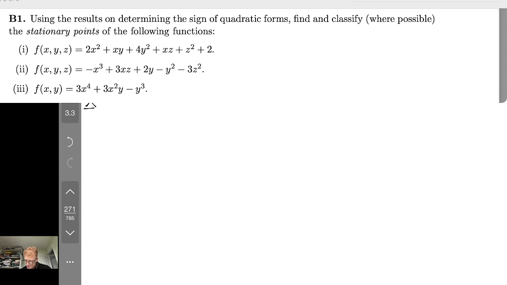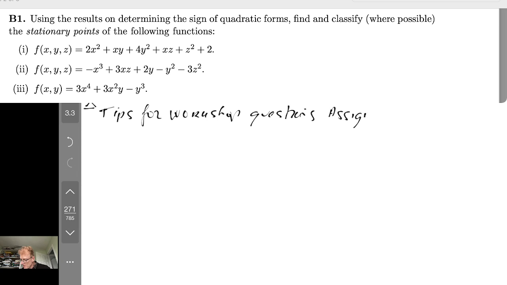This is tips for workshop questions of assignment 3, questions B1 to B3.